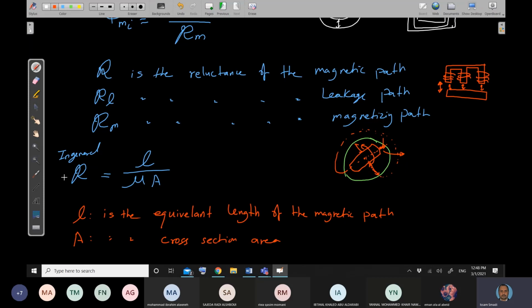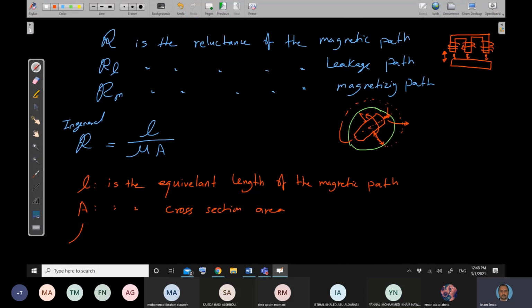And mu is the permeability. Now you know that the permeability of the free space, mu 0, is equal to what? In general, mu 0 is equal to 4 pi multiplied by 10 to the power minus 7 Henry per meter. And the permeability of the material is equal to the relative permeability multiplied by the permeability of the free space.